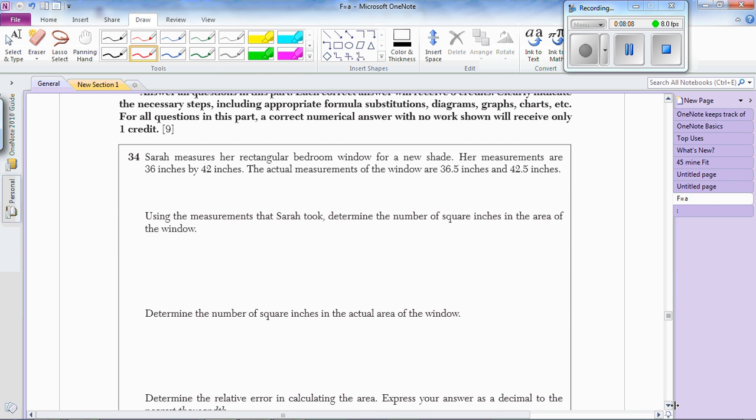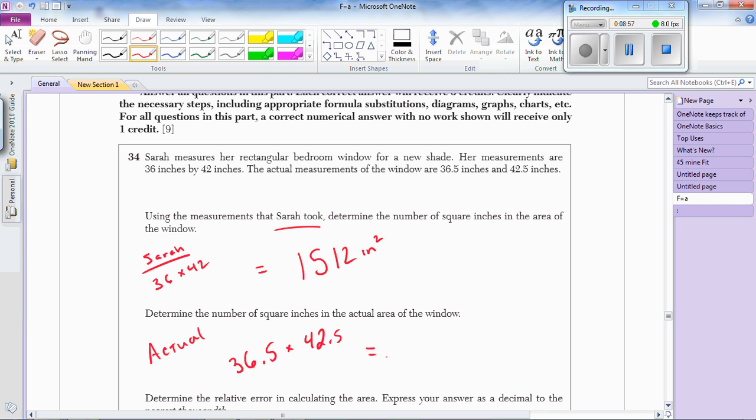All right, Sarah measures her rectangular bedroom window for a new shade. The measurements are 36 by 42, the actual measurements. So let's take Sarah's measurements. She did 36 by 42. We want to figure out the square inches, so we'll just multiply those, and we get 1,512 inches squared. We'll do the actual now. The actual is 36.5 times 42.5, and we get 1,551.25.